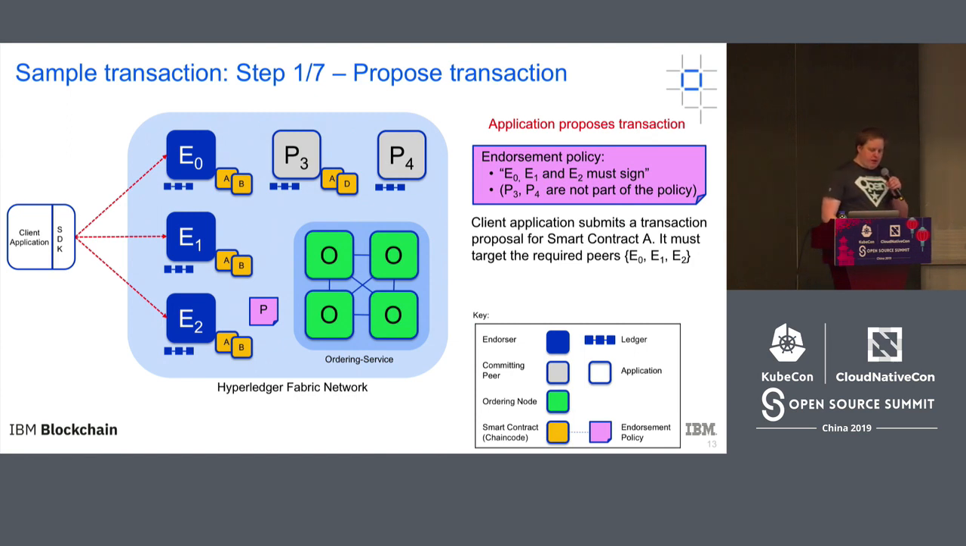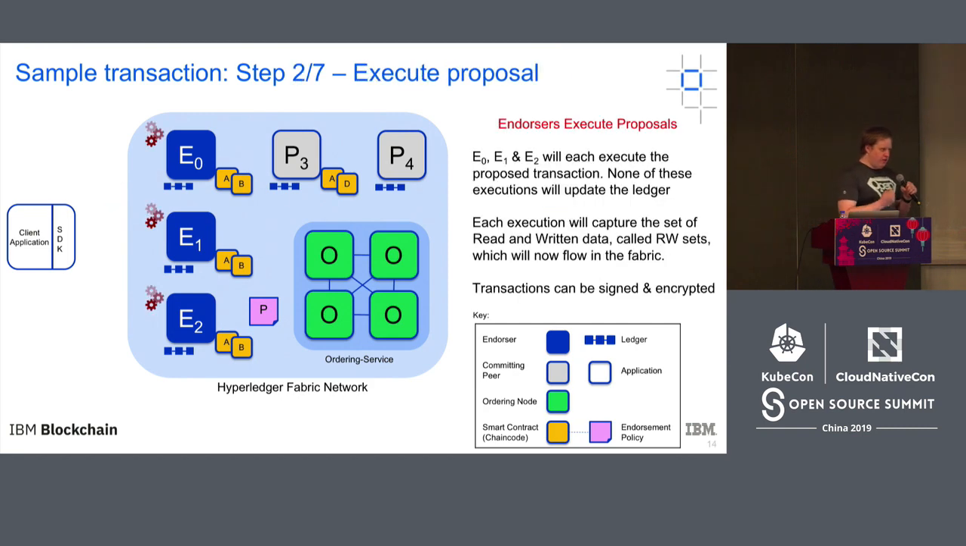So the client has to go to each of the endorsing peers and get an endorsement. So what it does is it creates a transaction request and submits that to all of the peers. The peers take that and they execute on it. So they run the smart contract, and during the execution, they collect what the smart contract has read and what the smart contract has written.